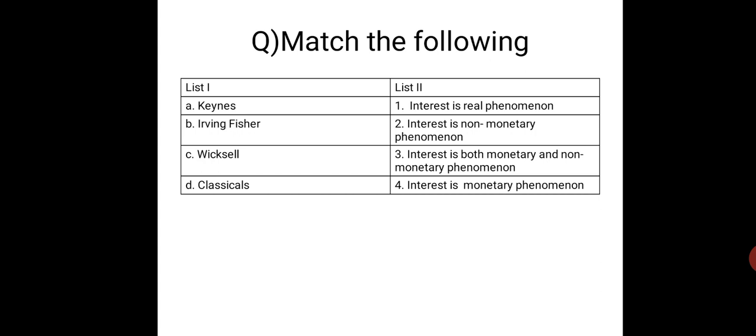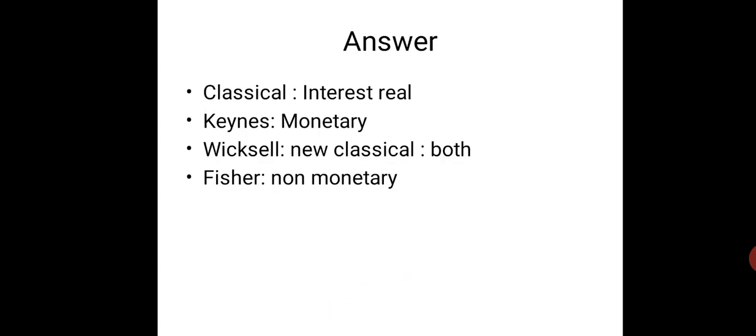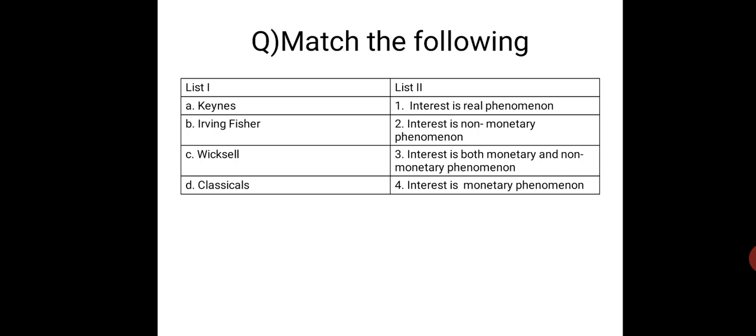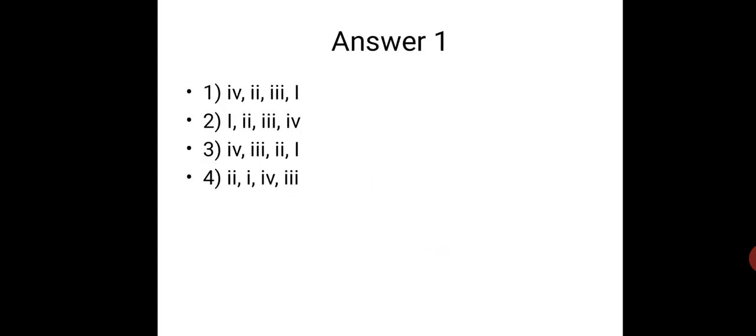Next is the match the following, where in list 1 they have given certain economists, and in list 2 they have given certain interest versions of these economists. Okay, Keynes, we know how they approached interest is the question. So classicals believed that interest is a real phenomenon, whereas Keynes believed that interest is a monetary phenomenon. We have seen this before. Wicksell is a neoclassical who believed that interest is both a monetary and a real phenomenon. Fisher said that interest is a non-monetary phenomenon. You can match it with list 1 and list 2. Okay, the answer will be 1.